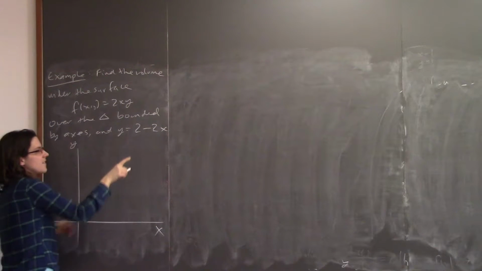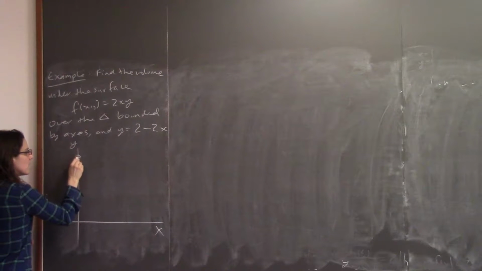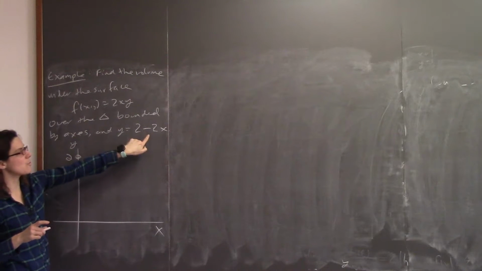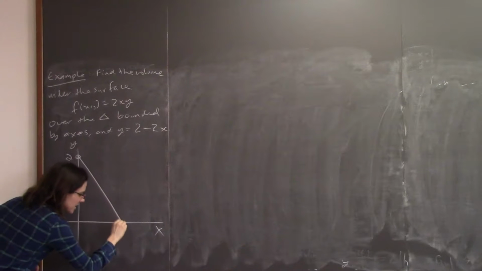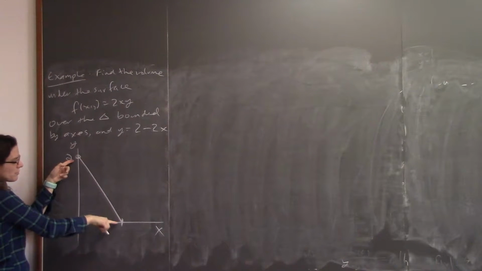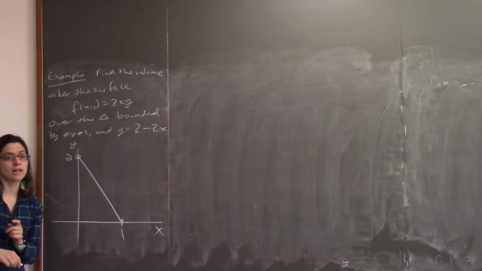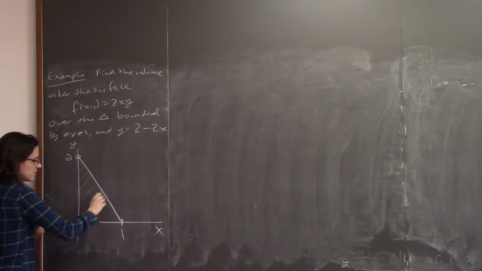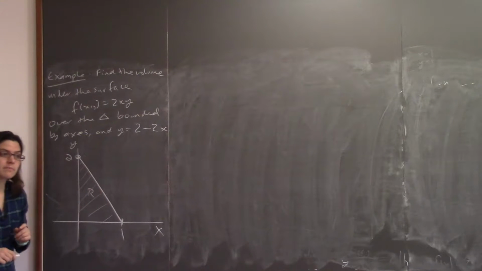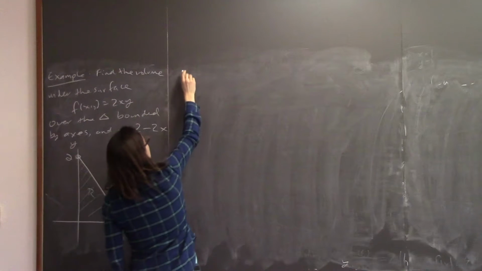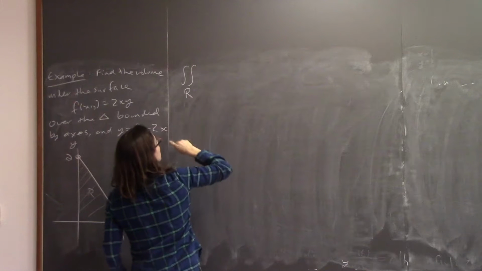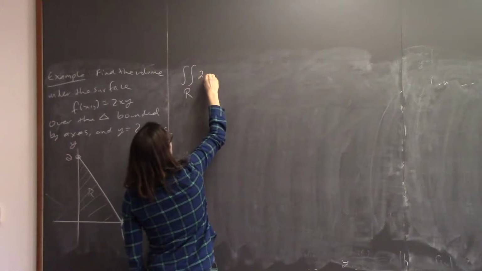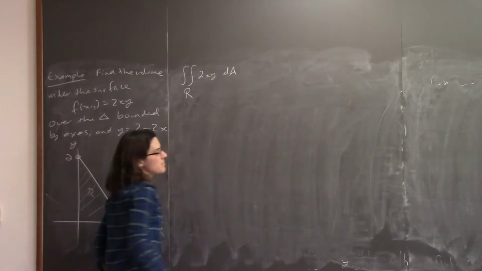It starts at 2, because if x equals 0, you just get 2. And then it has a slope of negative 2. So there it is. And so if it starts at 2 and has a slope of negative 2, it hits here at x equals 1. Oh, okay, so the axes and this line really do bound a triangle. There it is. Okay, so we want to integrate over that region R the function 2xy with respect to area.